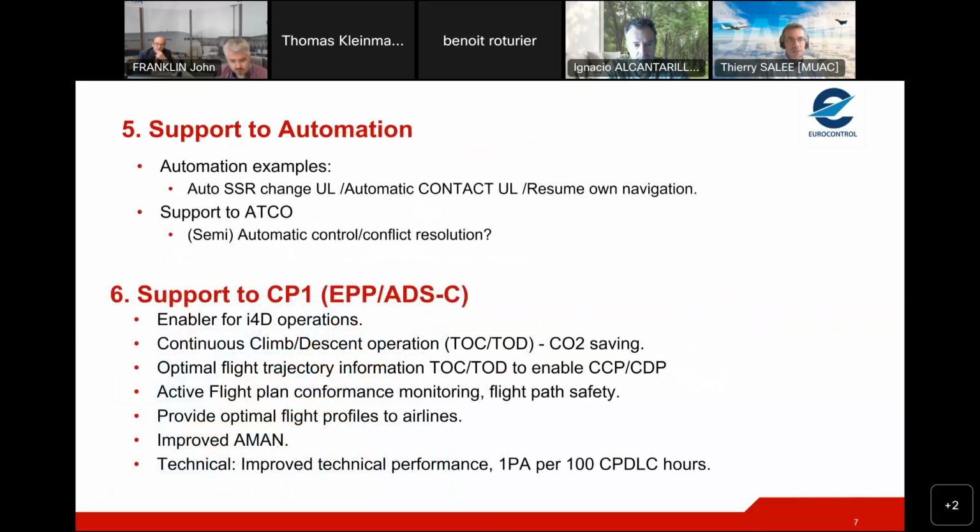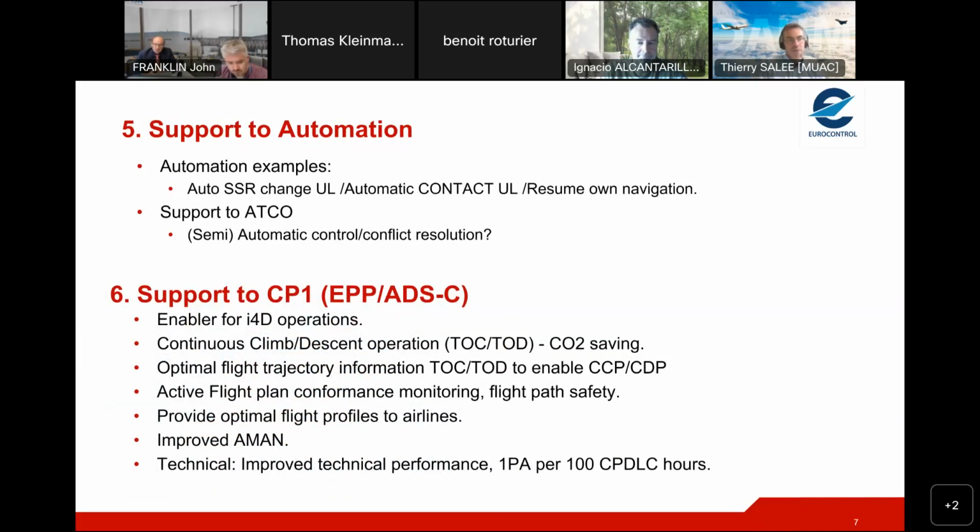The last two benefits of data link would be support to automation. We know that at MUAC we are working on starting to not automate ATC, but provide some facilities to the controller to automate some clearances. So they would be prepared, let's say, in the background, and they would just have to uplink them by clicking on the HMI.